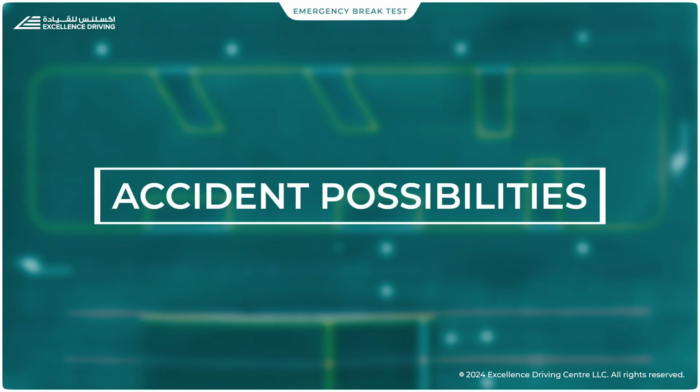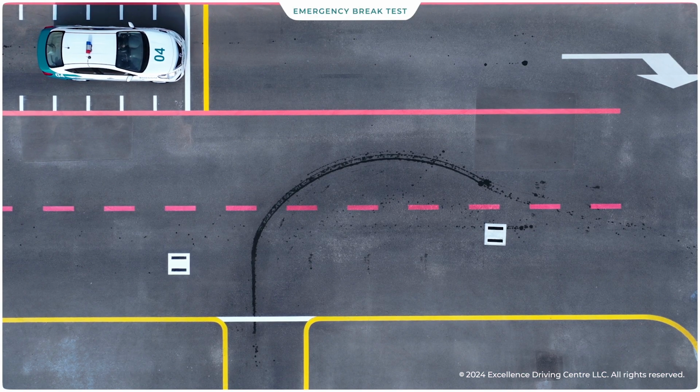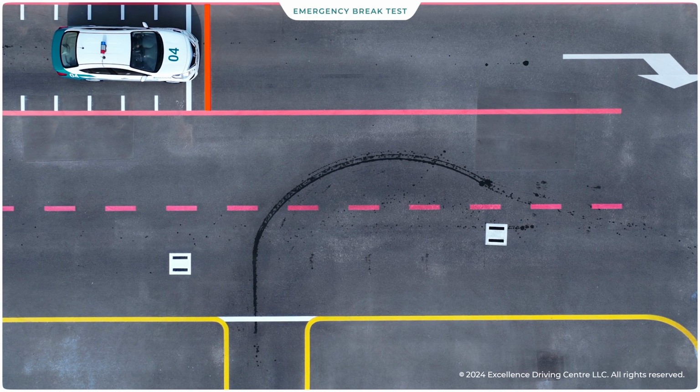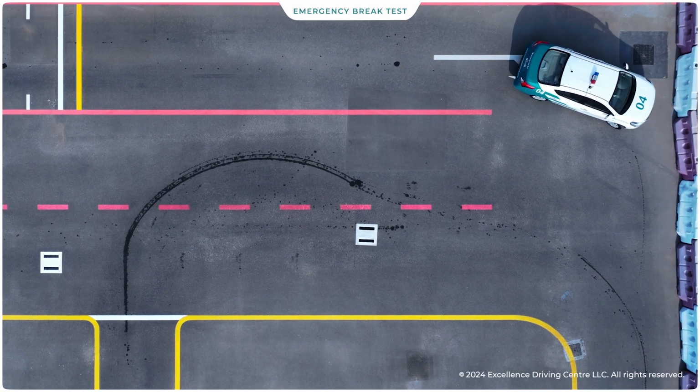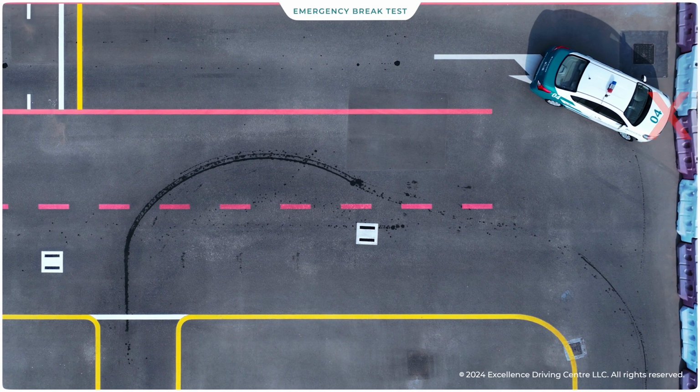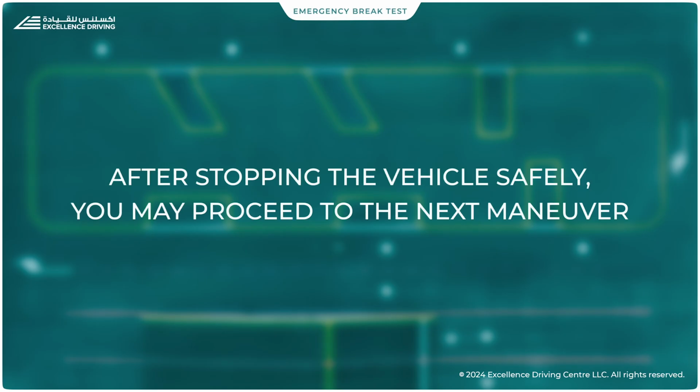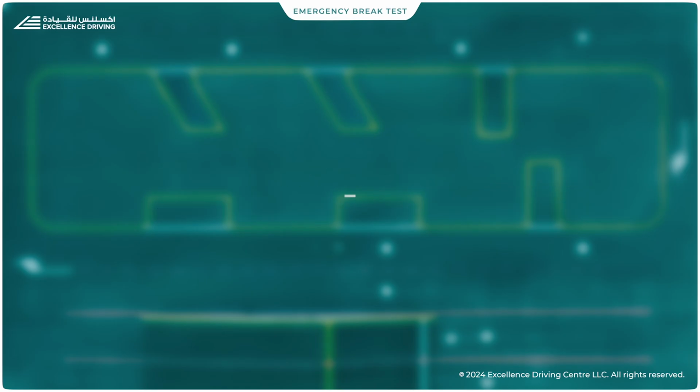Accident possibilities. If you do not get the beep sound, you should stop the vehicle before the yellow exit line to avoid any collision from the fence barrier in front. After stopping the vehicle safely, you may proceed to the next maneuver.